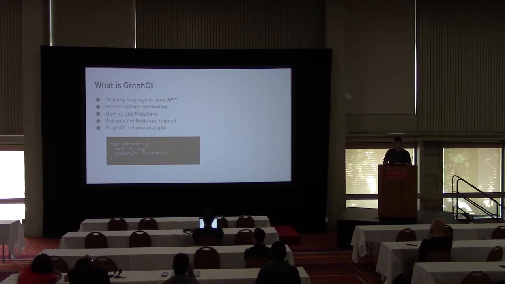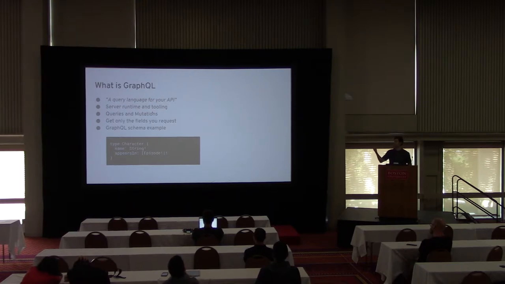GraphQL provides server runtime and tooling, so it's very easy to build the schemas that you need in order to create the server. It allows for queries and mutations. You can mutate data. In our case, we're not using mutations because we're mutating the data directly in the Git repo, not via GraphQL, because we want things to be PRs, because we are doing GitOps.